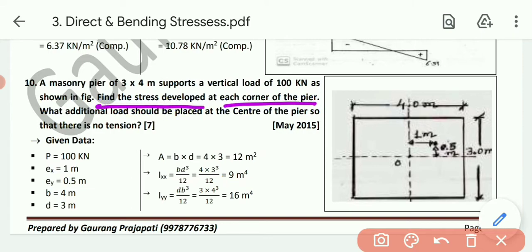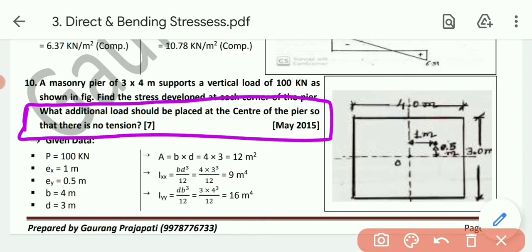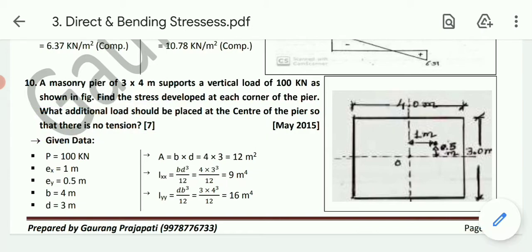So we need to calculate stresses at each corner like the previous example. In addition, they have asked something else also: what additional load should be placed at the center of the pier so that there is no tension. So what extra load do we need to apply at the center so tension will not be produced in the section? We will do the same procedure as in the previous examples, and in addition we will need to do one more little step.